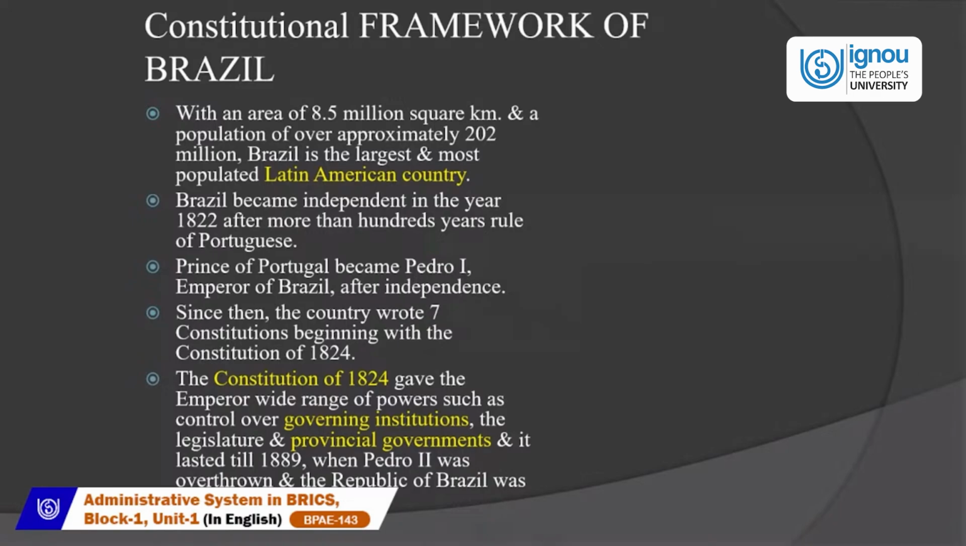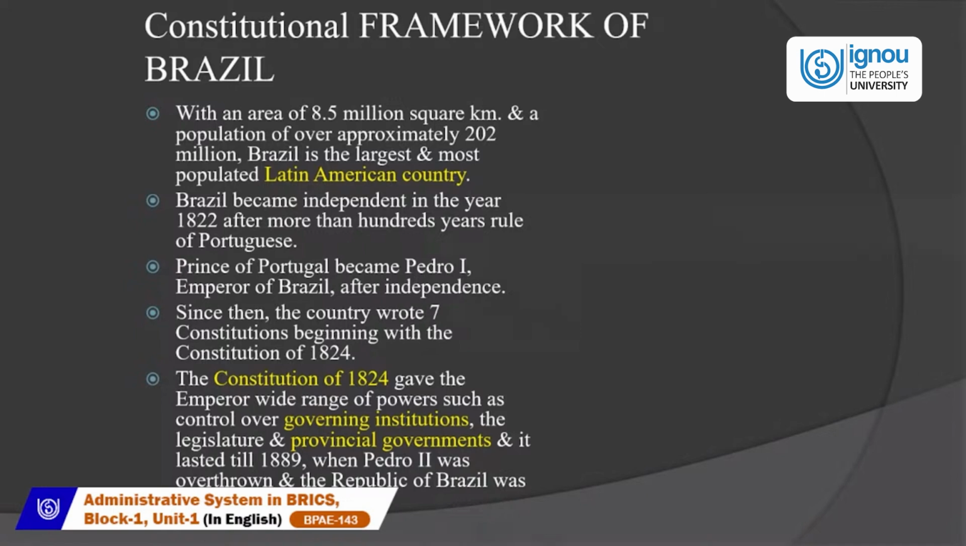So let us begin with the constitutional framework of Brazil, which is the first country of BRICS that we are going to discuss today. So, with an area of about 8.5 million square kilometers and a population of approximately 200 million, so more than 20 crore, Brazil is the largest and most populated country in South America, and it is also the largest and most populated Latin American country. Brazil became independent in the year 1822 after hundreds of years of rule by the Portuguese.